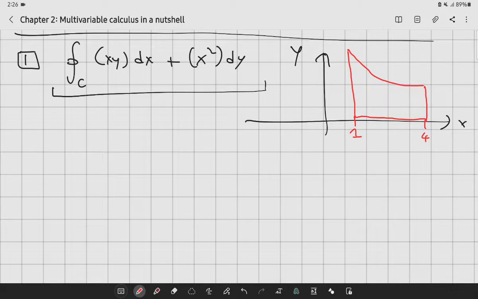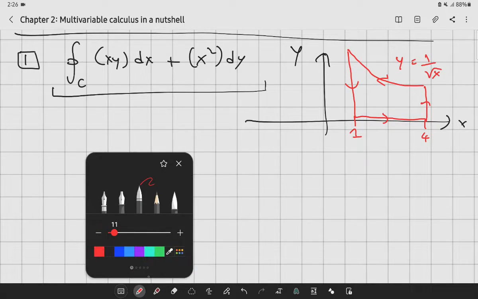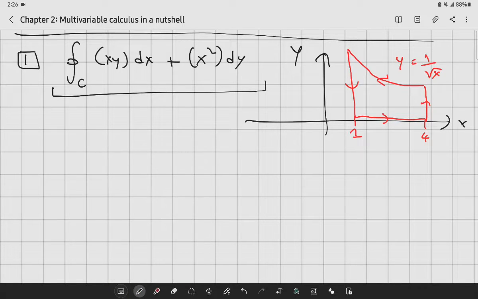So I'm going counterclockwise along this, and this function is y equals 1 over square root of x. Okay, so this is the area integral. This is the area under the curve. I'm getting ahead of myself here. Okay, usually how do you find this?